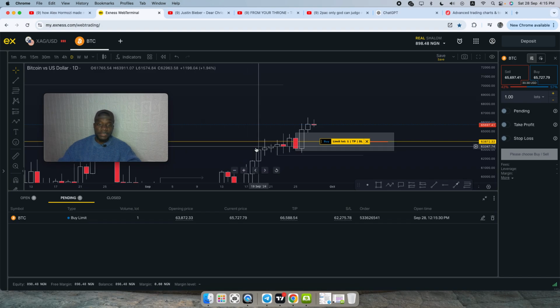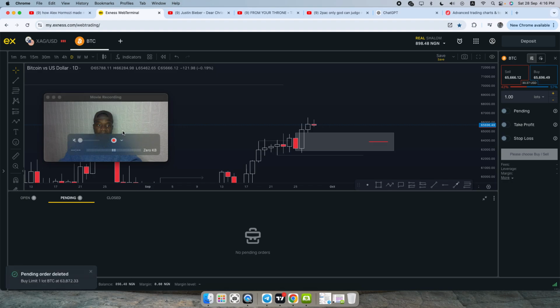So the next thing I'm going to show you is how to use it on your MT5 and MT4. Yeah, because I know most of you will be using MT5 and MT4 to trade. But if you're using SNEX to trade, this is a very simple way you can set your limit order. So that's just the way you can do it.